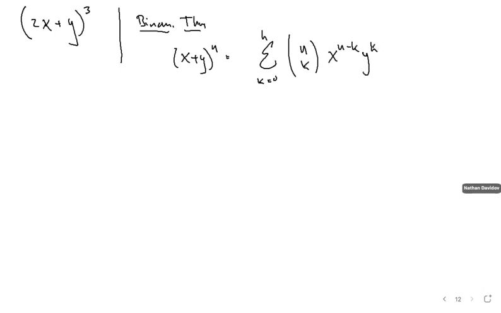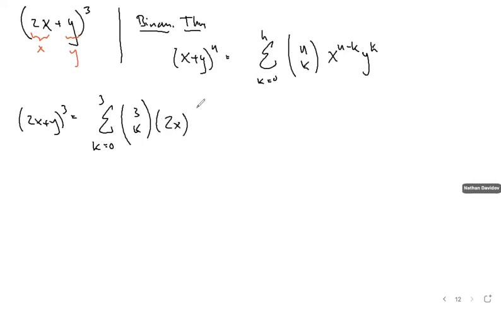All right. So what this is saying is now instead of x, your x is 2x and your y is y. So this is saying x plus y, sorry, 2x plus y cubed will be the sum from k equals 0 up to 3 of 3 choose k, 2x to the 3 minus k, y to the k.